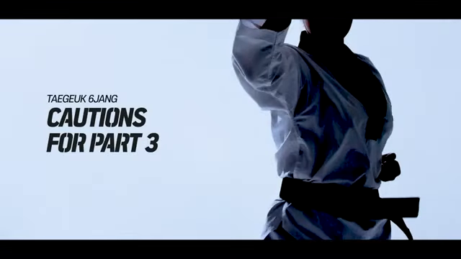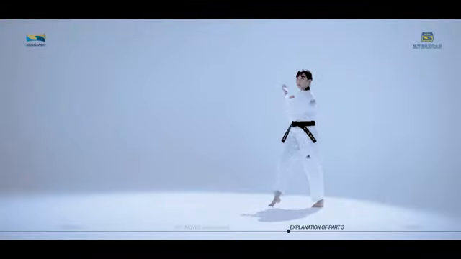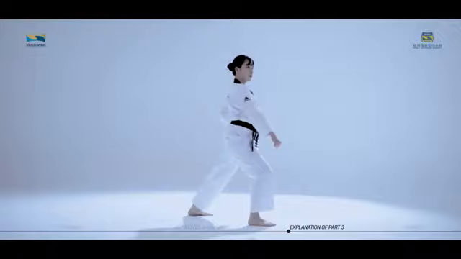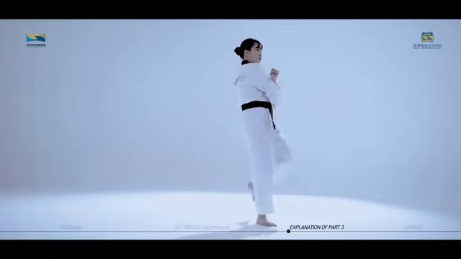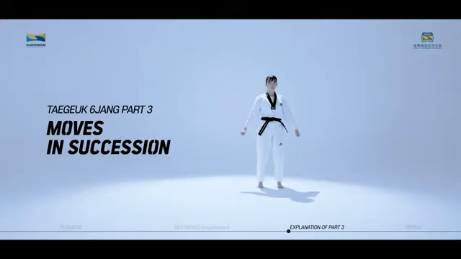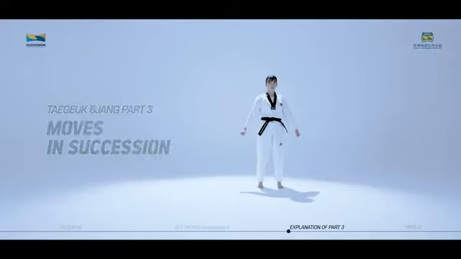Cautions for Tegagyukchang, third part, taking a closer look. Always remember that moves consisting of 2 or 3 consecutive moves must connect naturally without any break. We will now practice the moves of Tegagyukchang, third part, in succession while watching the video.